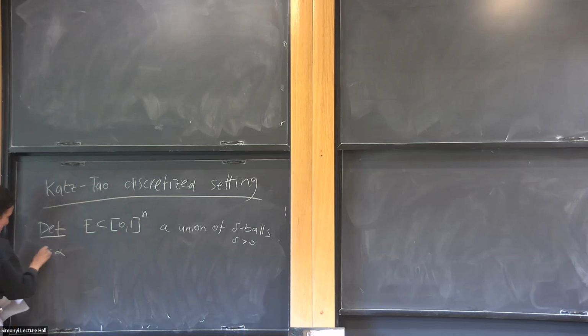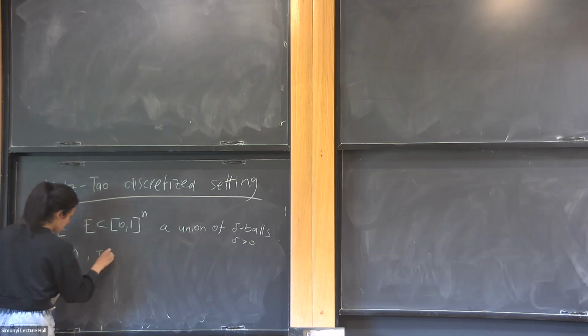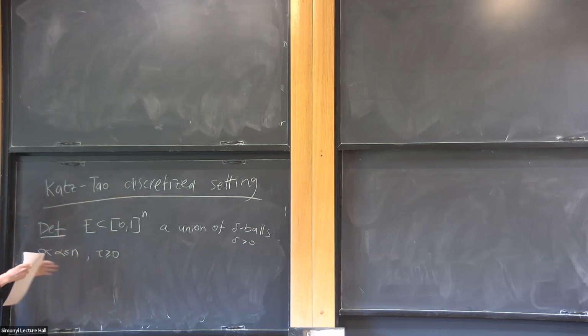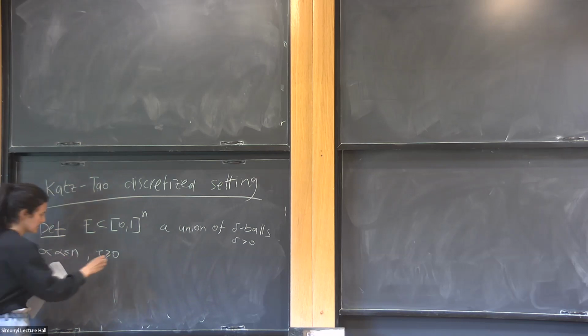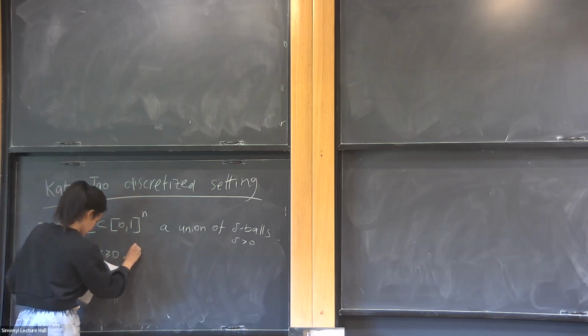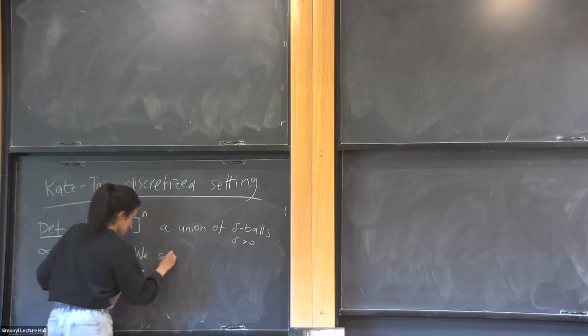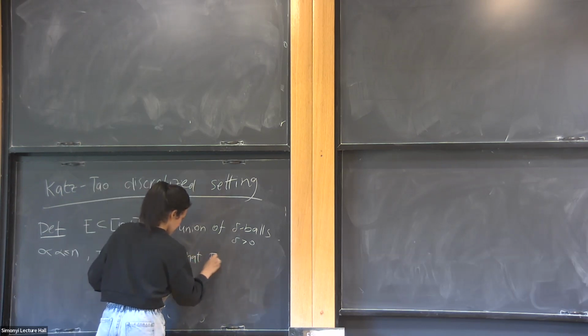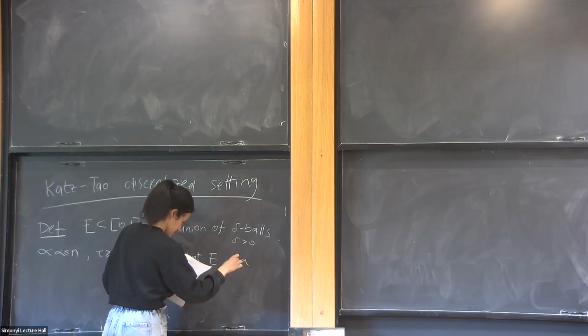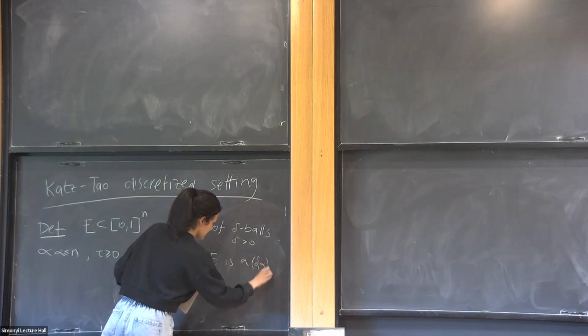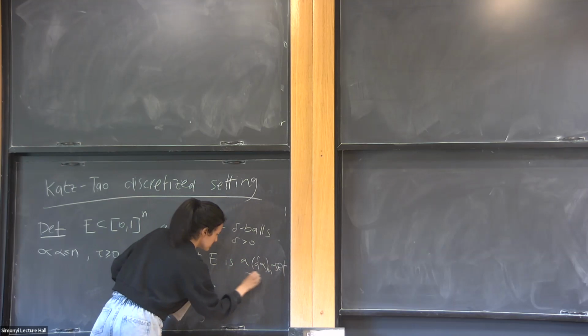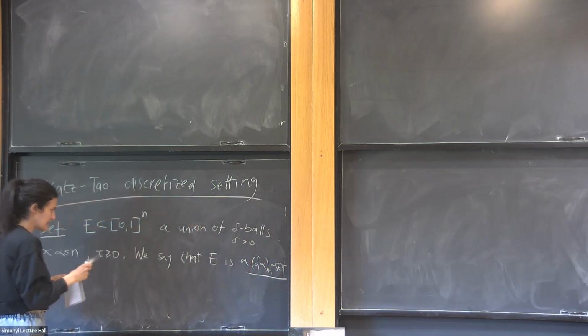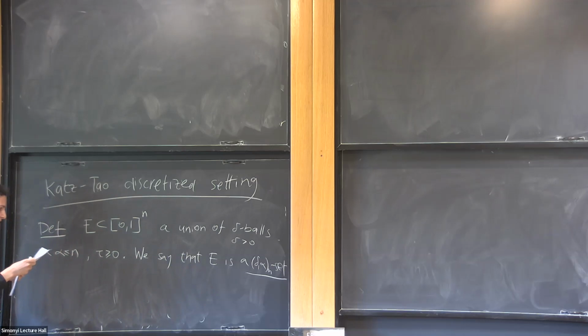So alpha is between 0 and n, it's positive, and we have a parameter tau. Think of it as a small one. Actually, you can ignore it, but this is part of the definition. So we say that E is a delta alpha n set. So I define a delta alpha n set, and this will replace the set of dimension alpha. So alpha should be more or less the dimension.